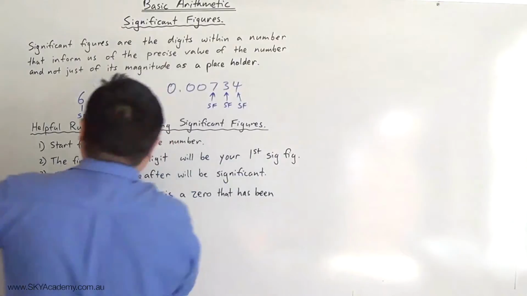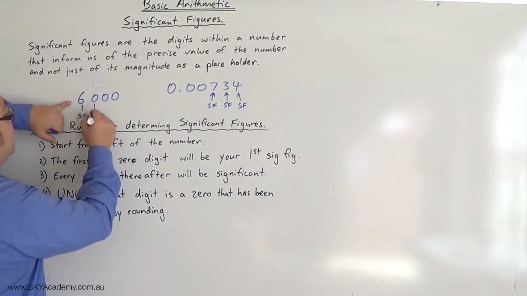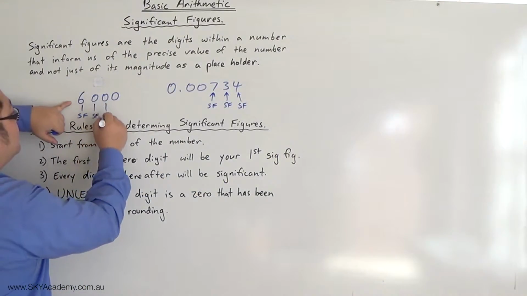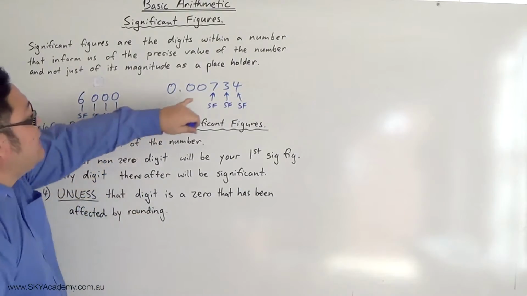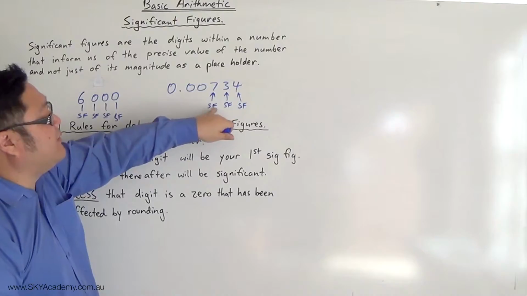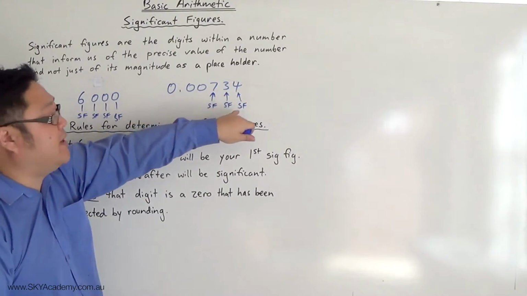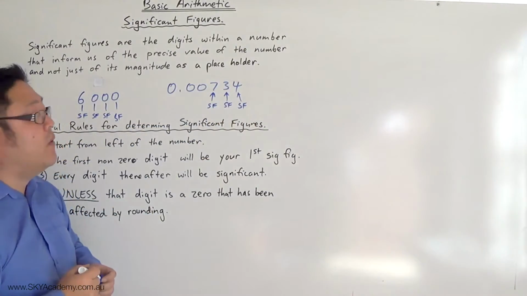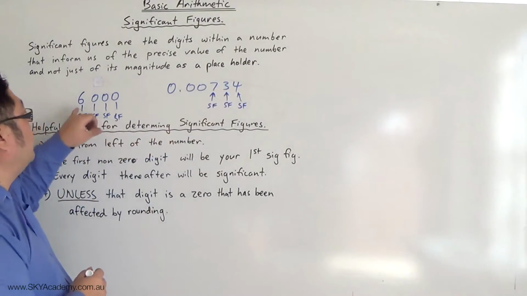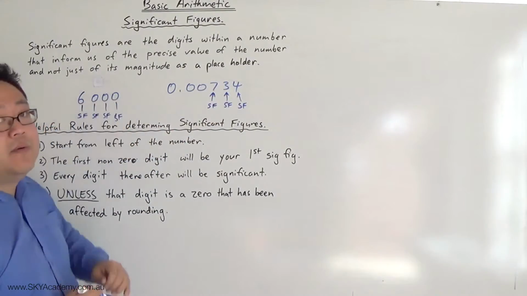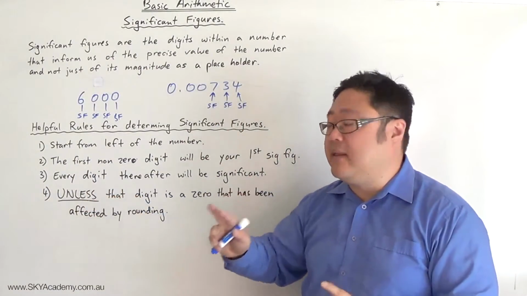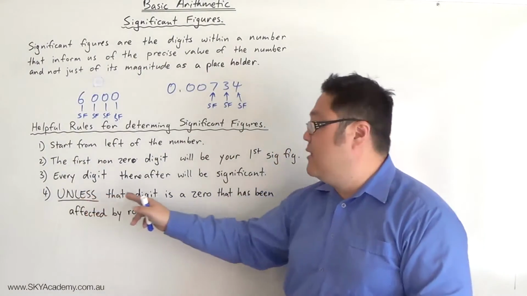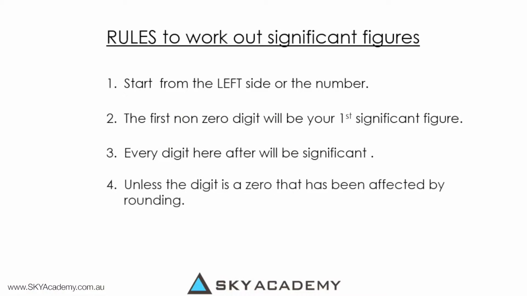So in this particular case, the 4, the 3, and the 7 will be significant. The 6, the 0, the 0, and the 0 will be significant as well. Unless, and the big unless is this, unless that digit is a 0 that has been affected by rounding.